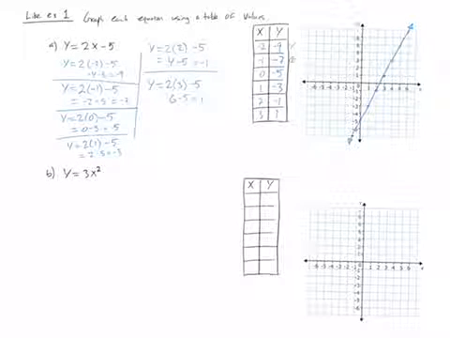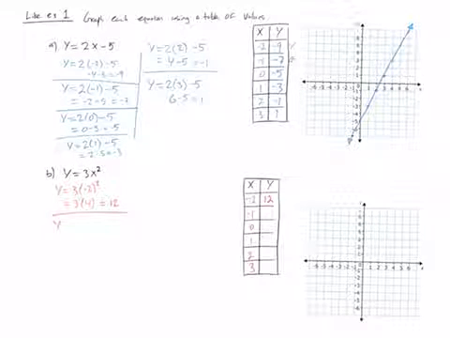Let's go negative 2. Let's go the same ones. Negative 1, 0, 1, 2, and 3. So plugging this in, y is going to equal 3 times negative 2 squared. It's going to be 3 times negative 2 times negative 2, which gives me positive 4, which is just going to give me 12. So negative 2 corresponds to 12.